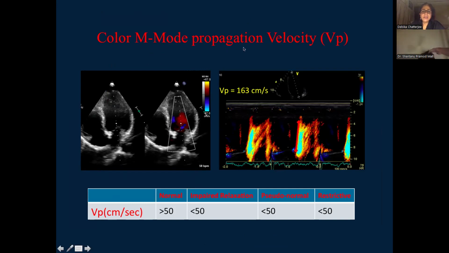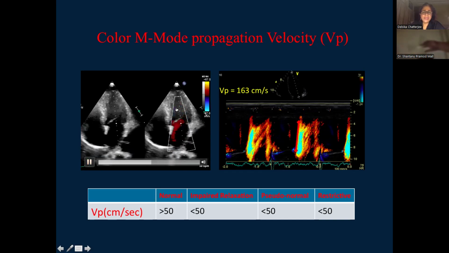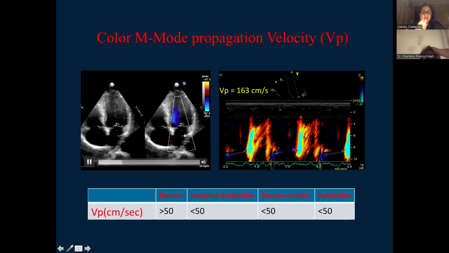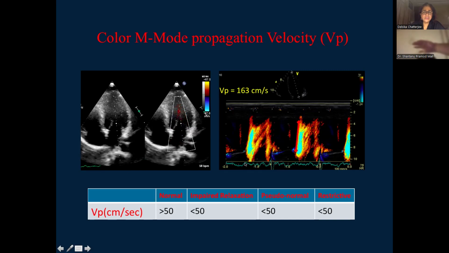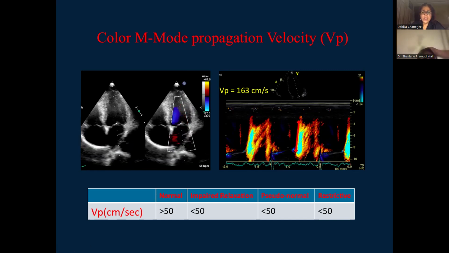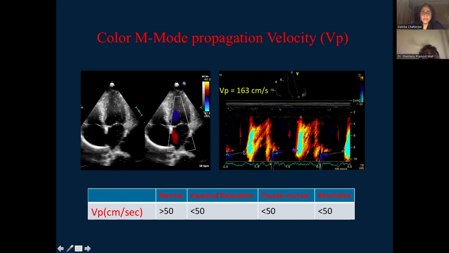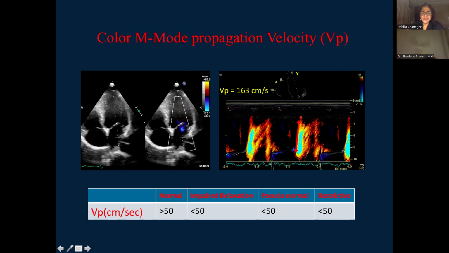So what is it, color M-mode propagation velocity. So long we were measuring the pulse wave Doppler across the mitral valve or tissue Doppler imaging. Now here, you see the blood is flowing from the LA to the LV, that red flow. Following this cursor, along this cursor we will do the M-mode, motion mode, instead of pulse wave or CW Doppler. As we do the M-mode, you can see the mitral valve opening here. This is the mitral valve tissue, a white thin line, here and here.